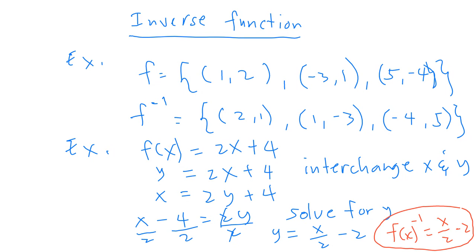Okay, so let's say you take the inverse of y equals x over 2 minus 2. Your answer would be the given one. It will go back to f of x equals 2x plus 4, because those two equations are inverses of each other.